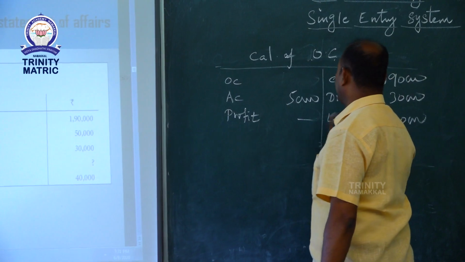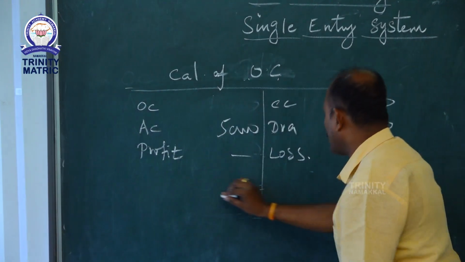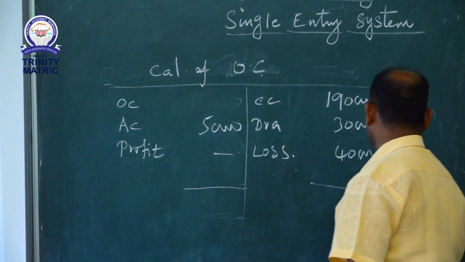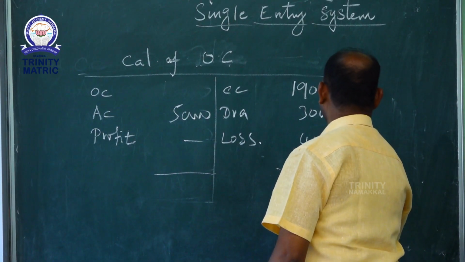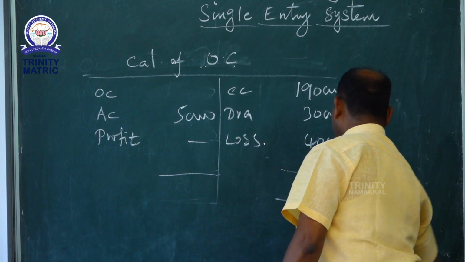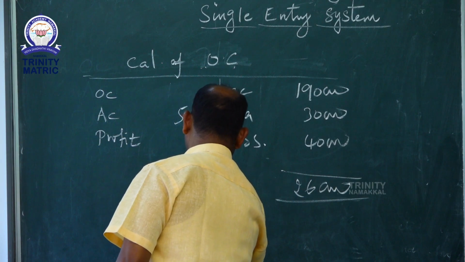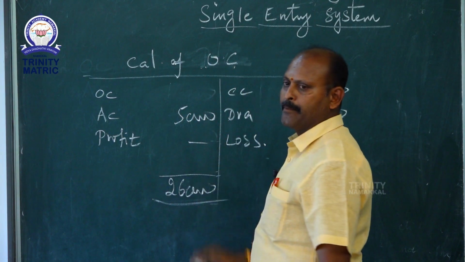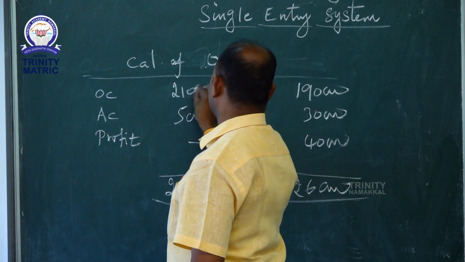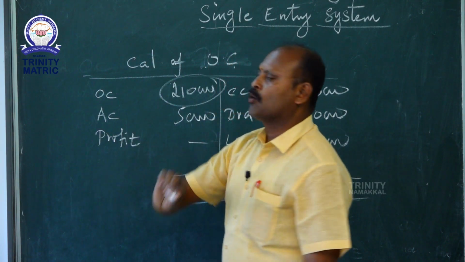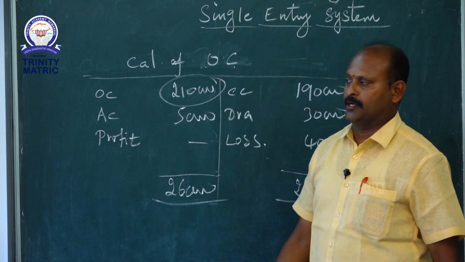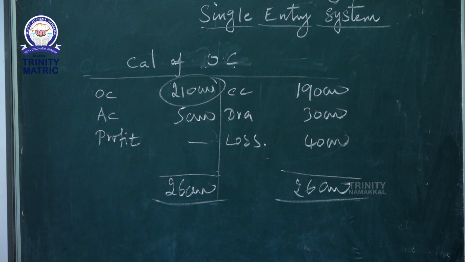ஸோ லாஸ் கொடுத்ததுனால ப்ராஃபிட் கிடையாது. ஸோ இப்போ இதை டோட்டல் பண்ணுங்க. 2,60,000. அப்போ இங்கே 50 மைனஸ் பண்ணால் வாட் இஸ் த டிஃபரன்ஸ், 2,10,000 is the opening capital. That's all. அடுத்தது next example.